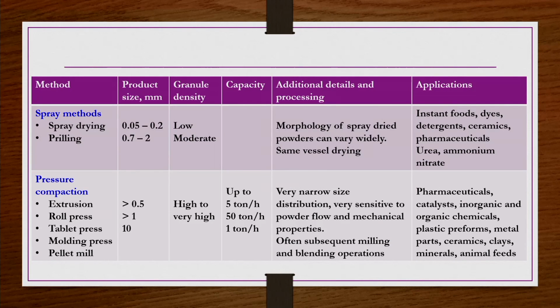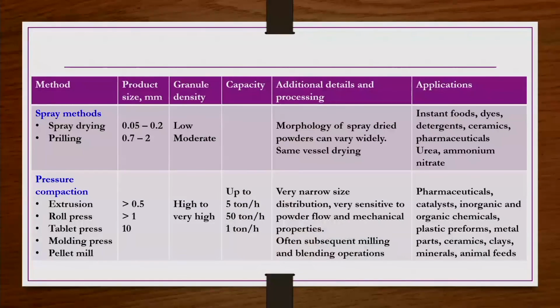On the other hand, tablet presses have a capacity of 1 ton per hour. Tablets and such things have specified amounts of material and specified sizes. After pressure compaction, in general you get a very narrow product size range. The compaction devices are very specific in size, so whatever material comes in gets compressed and forms a tablet or briquette.